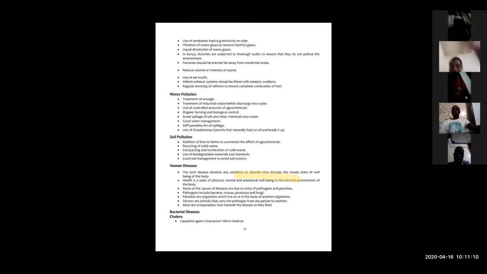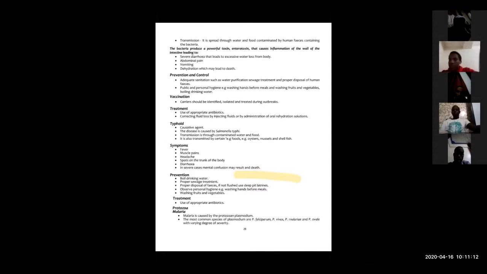Let's move on to the next page. So most of these bacterial diseases are normally caused due to unhygienic conditions. You are somebody who just eats. For example, you just buy fruits along the way, and then you just begin to eat without washing.